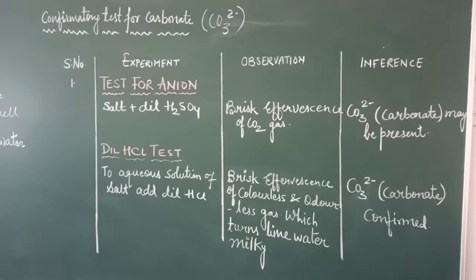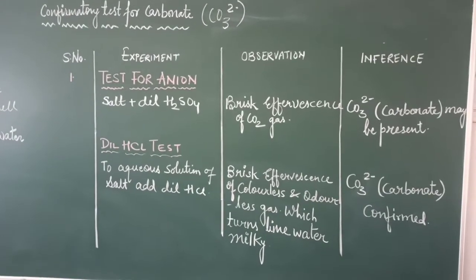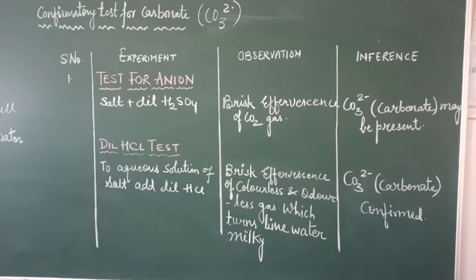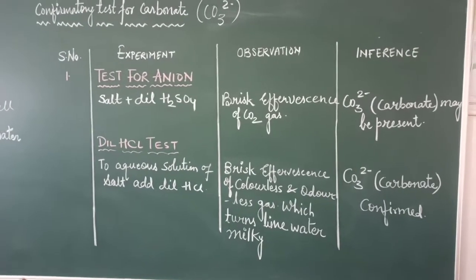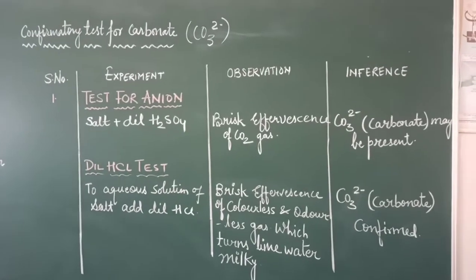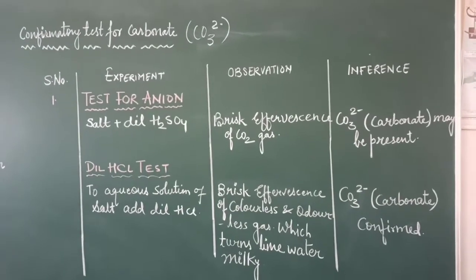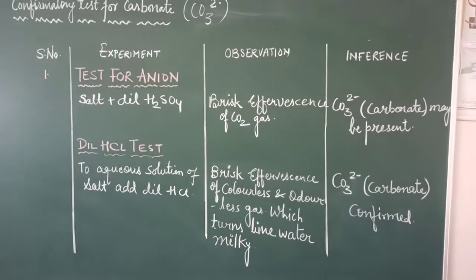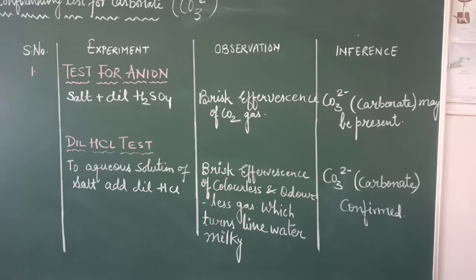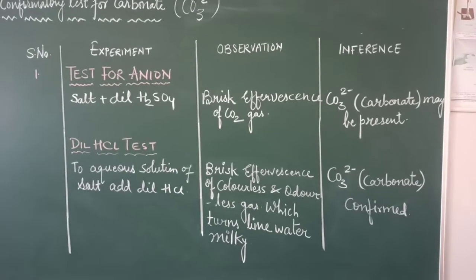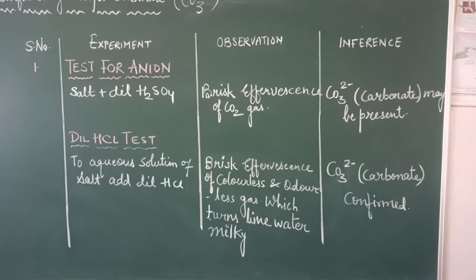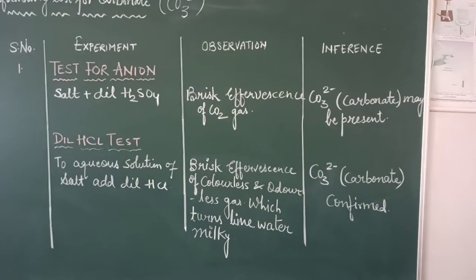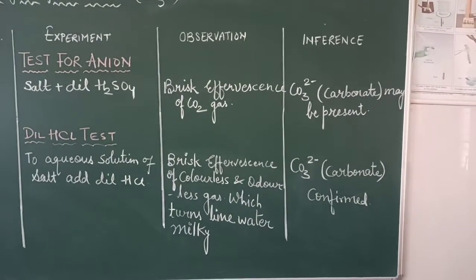Whenever we get a salt, the very first thing to be done is test for the anion or acidic radical. Anion is also called acidic radical. Anion is a radical which carries a negative charge. So we will take the salt in the test tube and will add dilute sulfuric acid. This is the very first step to be done for any salt detection. So let us see if on addition of dilute sulfuric acid, the brisk effervescence of carbon dioxide gas appears.